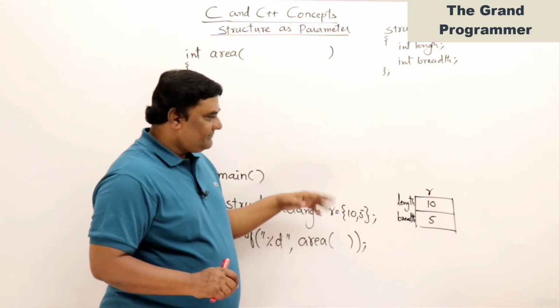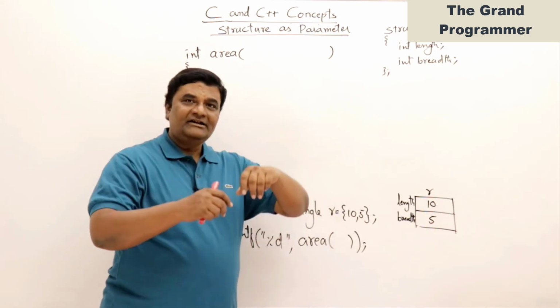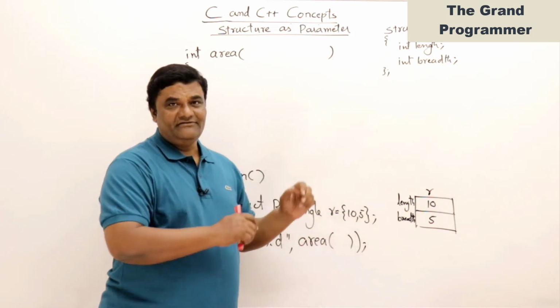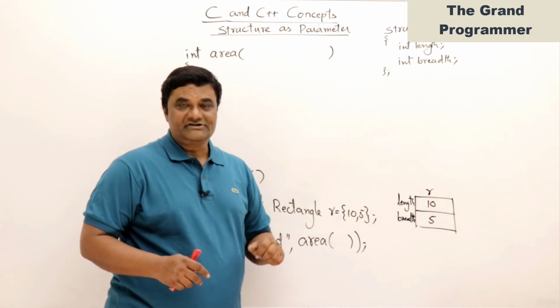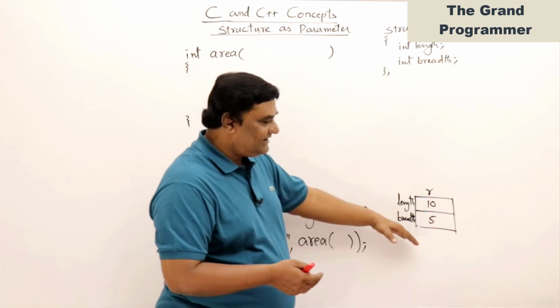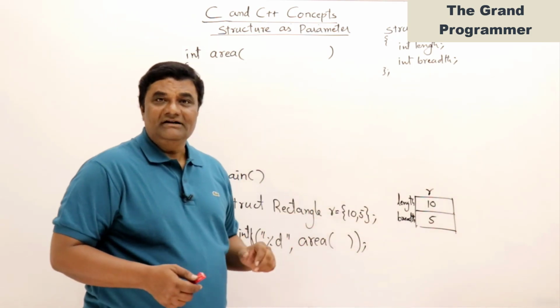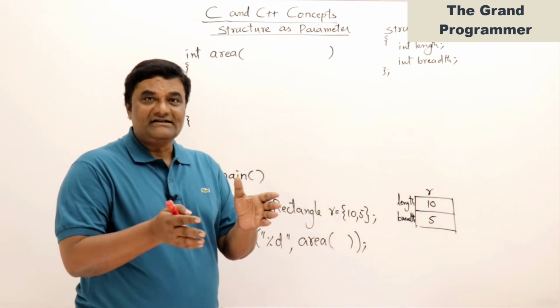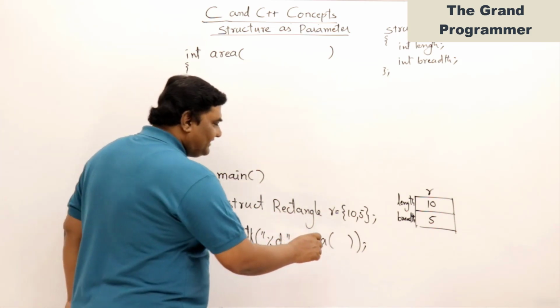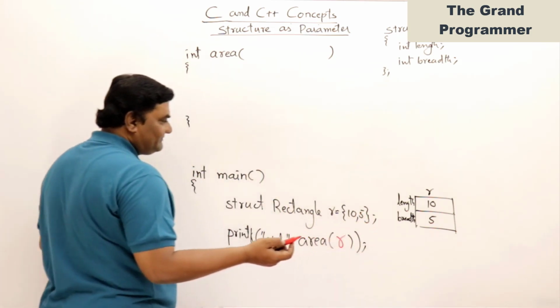Now what should I pass from here? Shall I pass length separately, breadth separately? No need. You can send the structure itself. Yes, that is the benefit of structure. You can send the structure itself, and the structure is carrying length and breadth, so both will be passed as parameters. So it will be passed as a single variable, a single data member. So write R here, so the structure is passed as a parameter.